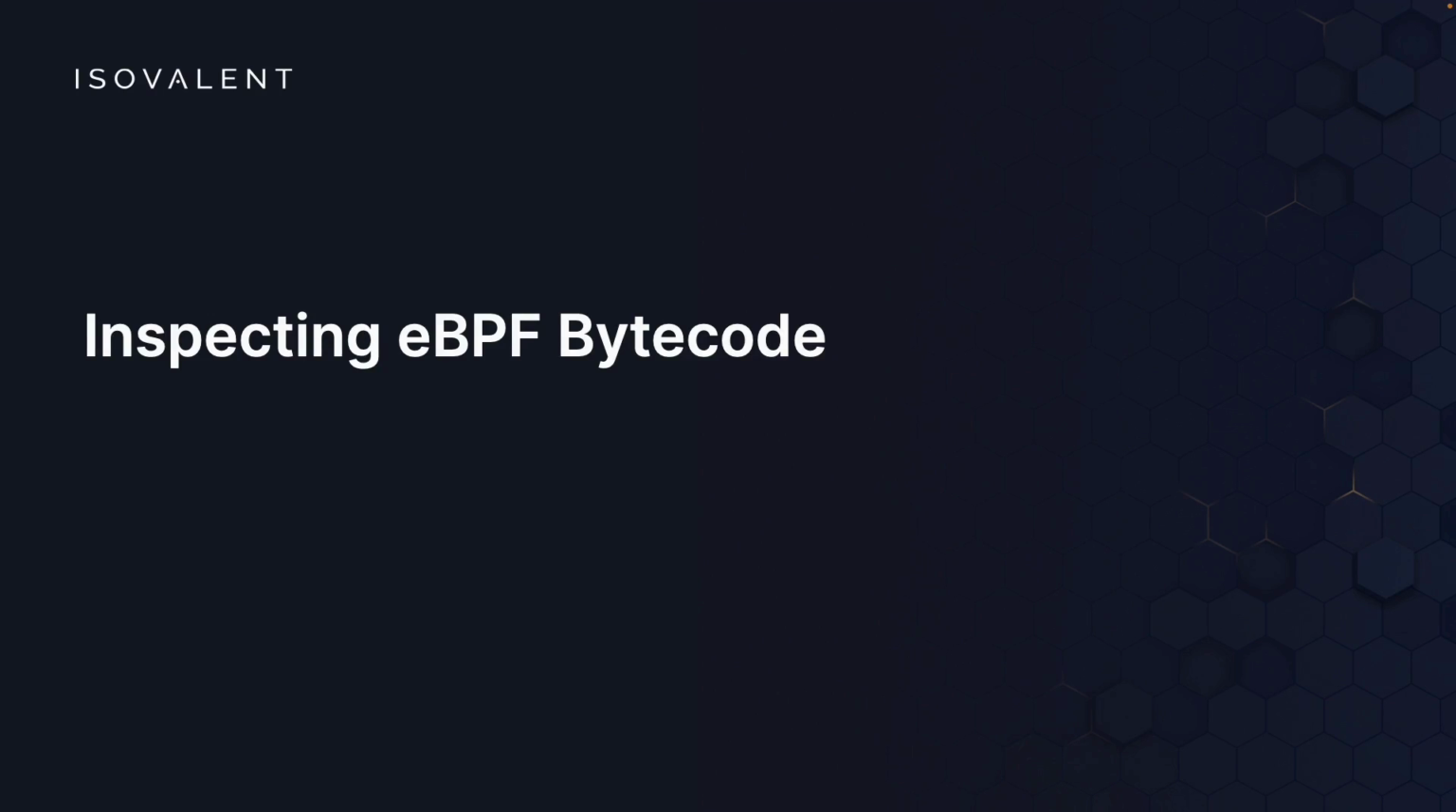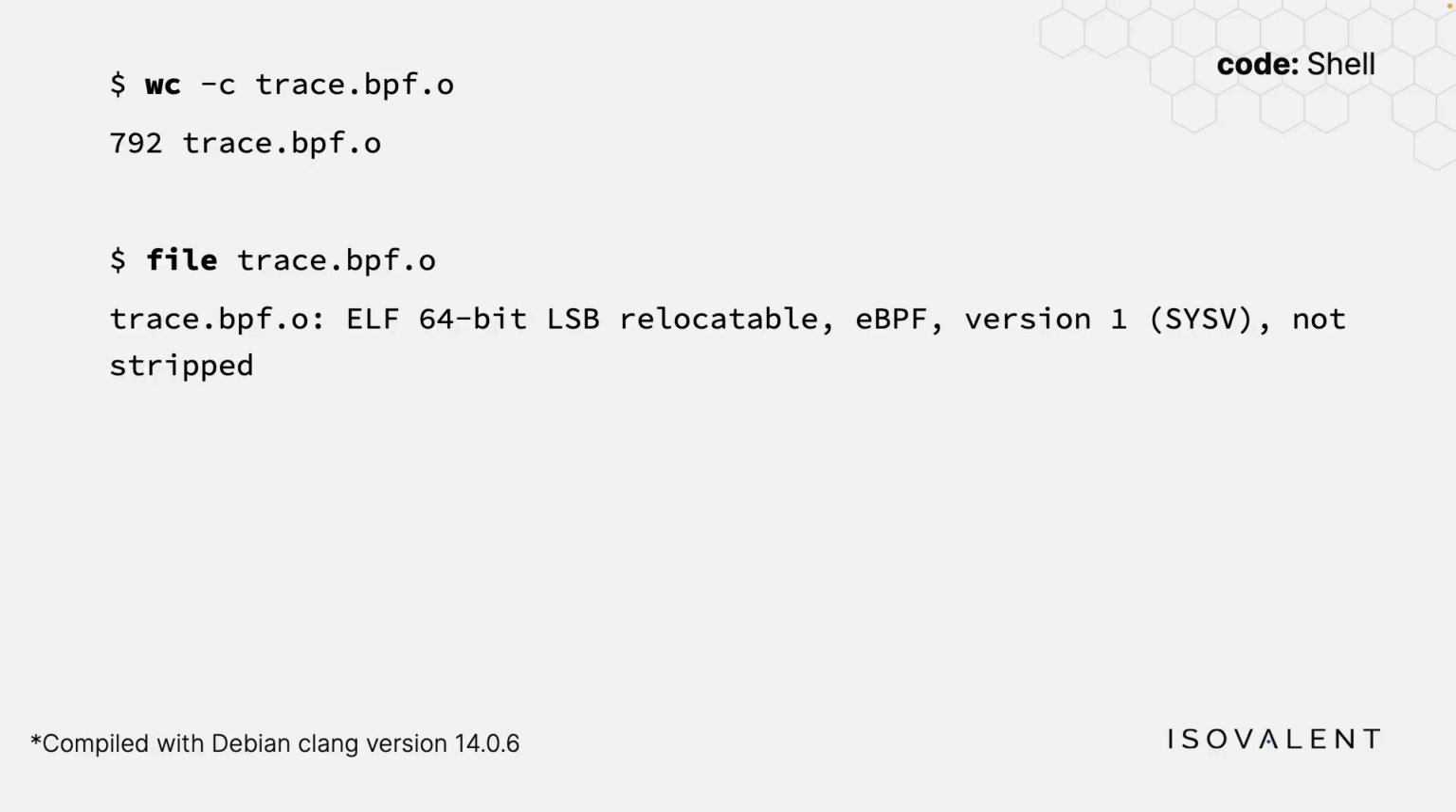So, with that being said, let's take a look at what's been produced. What bytecode have we made? Well, we have this trace.bpf.o file. We can see that it is 792 bytes in my case, may depend on your platform. And if we take a look at it, we can see that it's a 64-bit, least significant bit relocatable eBPF file, is what file tells us it is.